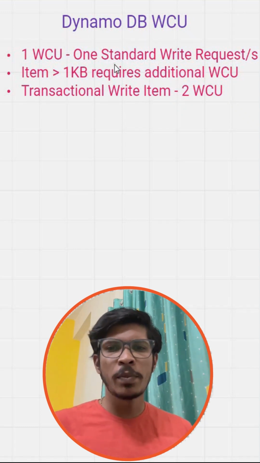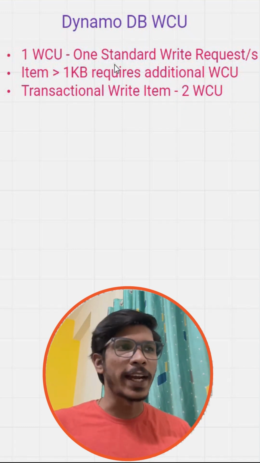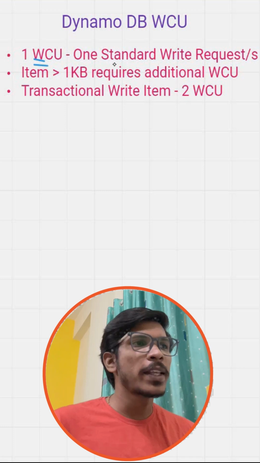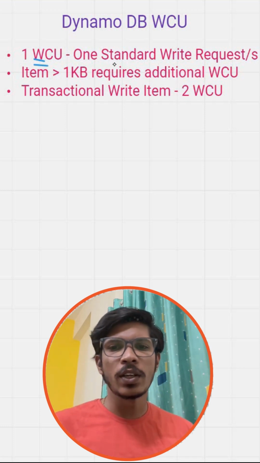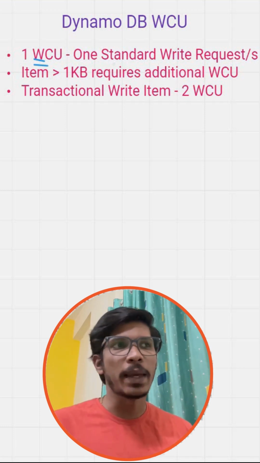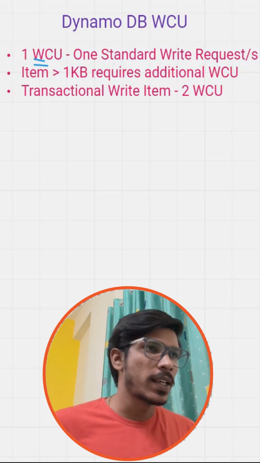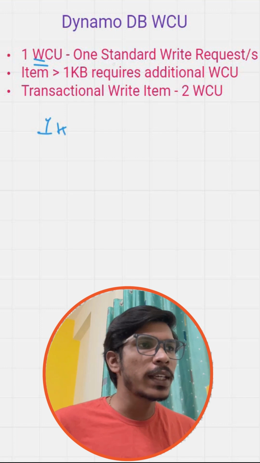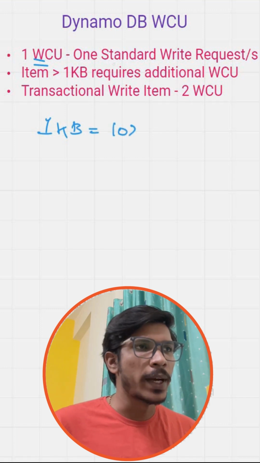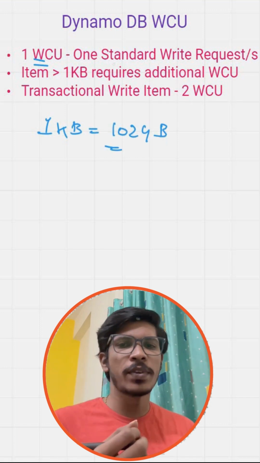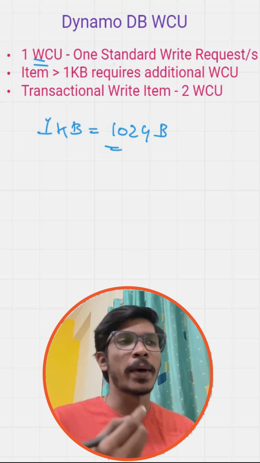Let's understand how AWS calculates write capacity unit in DynamoDB. So one write capacity unit is one standard write operation per second for 1 KB of data. More importantly, let's understand how 1 KB of data is calculated. We all know that 1 KB equals 1024 bytes, right? Every character which we write into the DB contributes 1 byte.